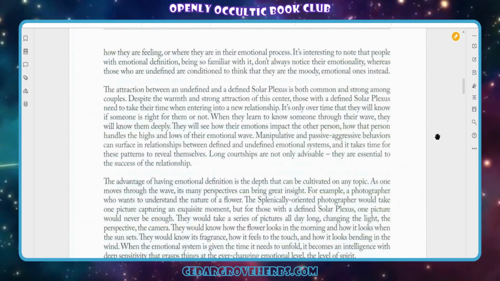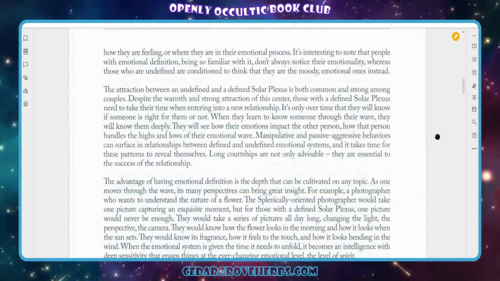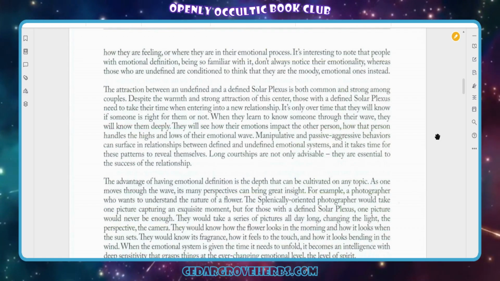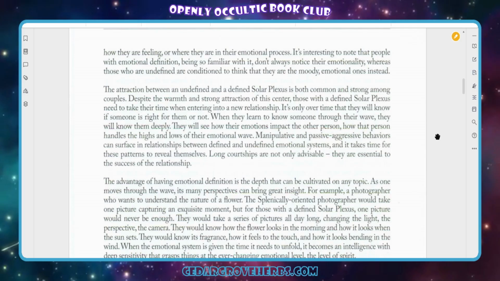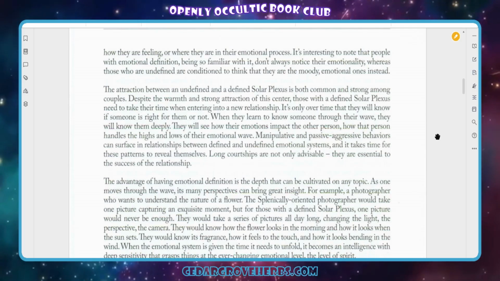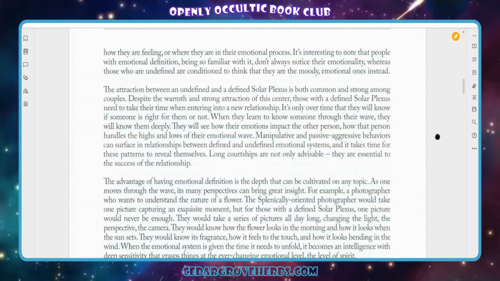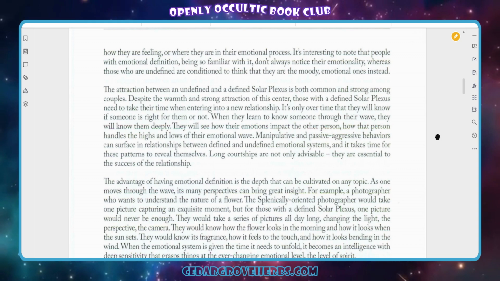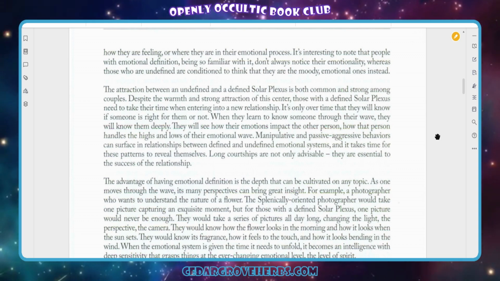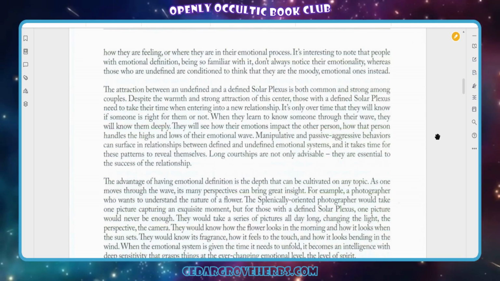They will see how their emotions impact the other person, how that person handles the highs and lows of their emotional wave. Manipulative and passive aggressive behaviors can surface in relationships between defined and undefined emotional systems, and it takes time for these patterns to reveal themselves. Long courtships are not only advisable, they're essential to the success of the relationship.